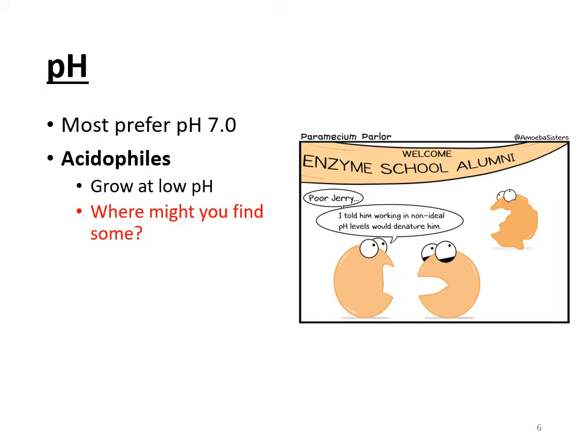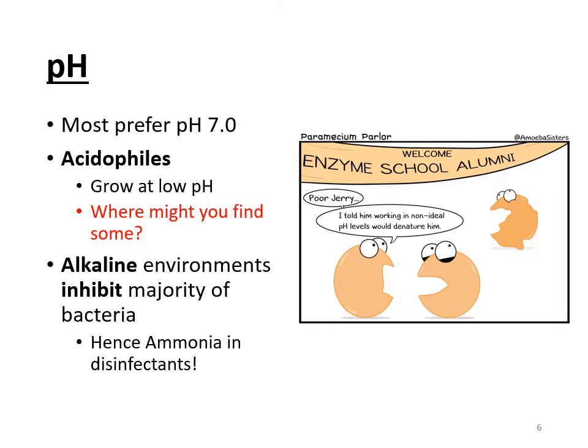Now, there are quite a few acidophiles that we may encounter, but on the opposite side of that spectrum, alkaline environments, there tend not to be many microbes that can survive alkaline, and alkaline is just a fancy way of saying basic, right? So when you think of it that way, that's why a lot of disinfectants are alkaline, things like ammonia, because even though we have a lot of microbes that can survive acidic, we don't really have many that can survive alkaline.